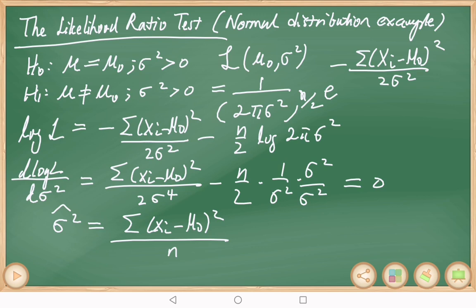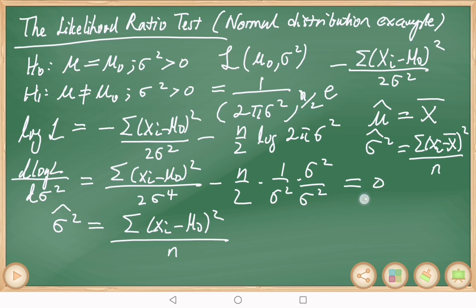In the same manner, we can find the maximum likelihood estimator of mu and sigma square under the alternative hypothesis. Basically, under the alternative hypothesis, mu hat is equal to the sample mean, and sigma square hat is just equal to the sum of xi minus x bar squared over n. Both of these results have already been discussed in the previous video about maximum likelihood estimation of the parameters of the normal distribution.